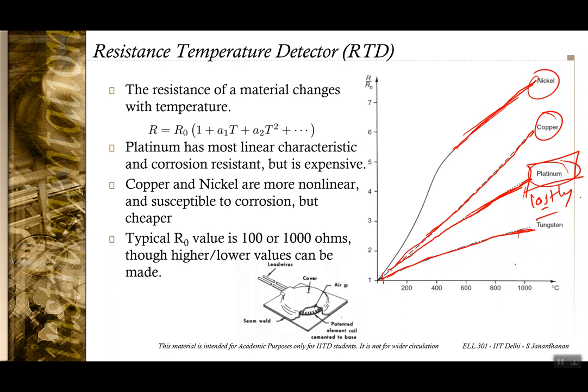And typically, the R0 value, when taken at, say, a temperature of 25 degrees, is given as 100 to 1000 ohms. So you have a choice of 100 to 1000 ohms. But depending upon the specific application, you can have the base resistance being either a lower or higher value. Basically you have the RTD wire being kept in a housing, and the leads lead to the other parts of the circuitry. By connecting it to an appropriate circuit, we are measuring the resistance, and from the resistance we'll try to figure out what the temperature is.